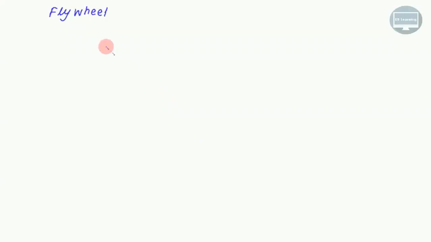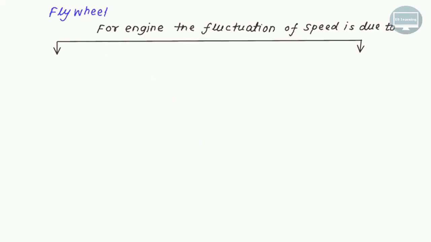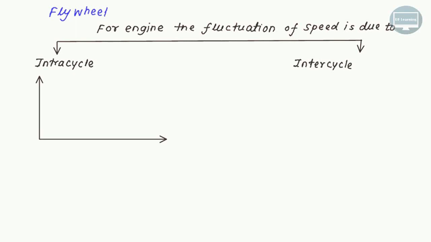Used to store the excess energy during an intra-cycle fluctuation. In case of an engine, normally the fluctuation of speed is due to intra-cycle or due to inter-cycle. Now what is the difference between intra-cycle and inter-cycle?